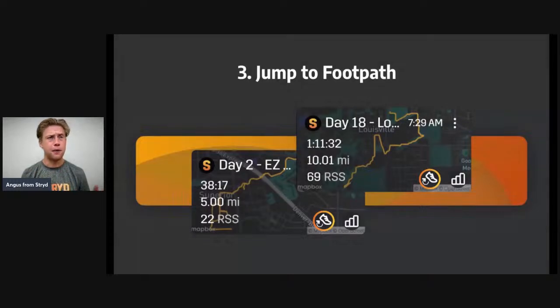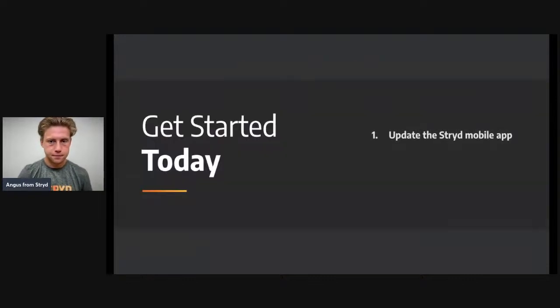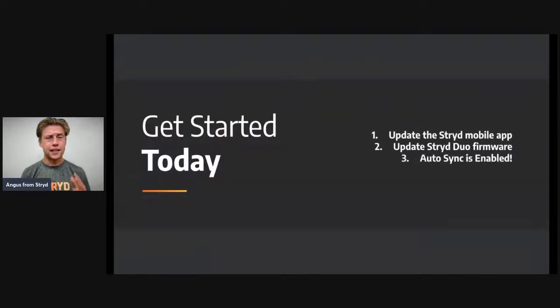And then with the new calendar update we've done on Power Center, all you have to do is locate your activity and tap that Footpath icon. It will automatically jump you to that Footpath analysis. So this feature is available today. All you have to do is update the Stryd mobile app to the latest version on the App Store on your phone. That update is rolling out now. Once you've opened up that mobile app, all you have to do is update the Stryd Duo firmware. We have a new firmware version that enables the auto sync, and then boom, it's enabled.